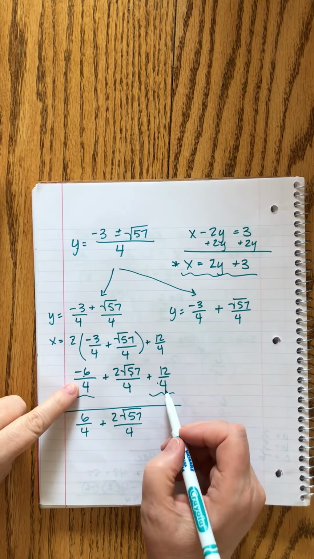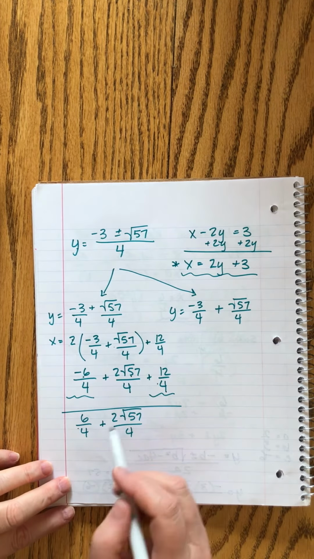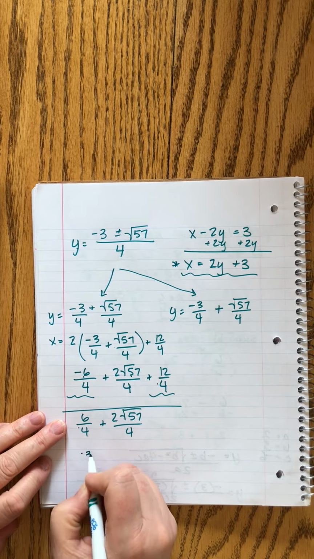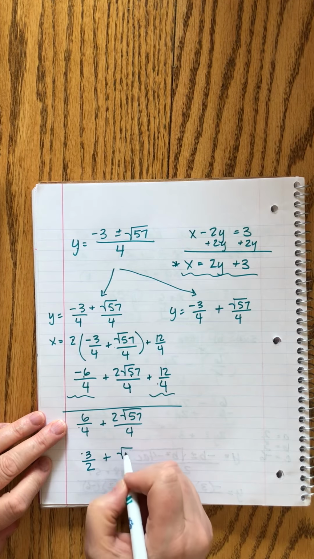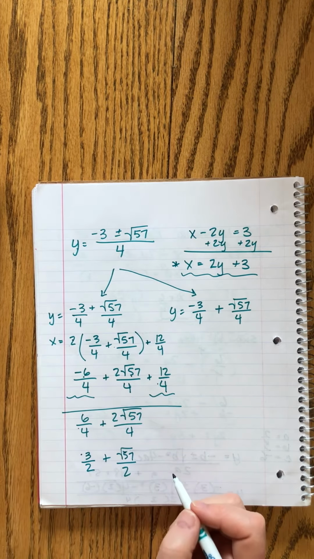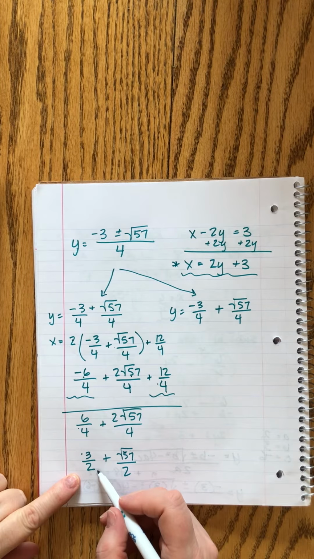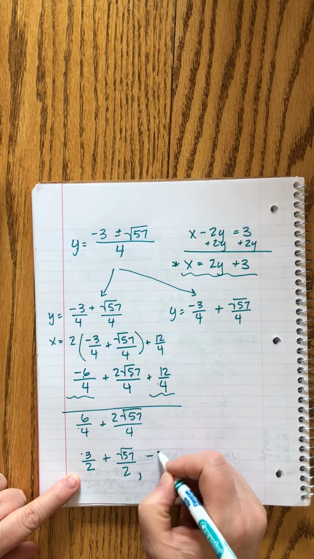Okay, I added these two to get a positive 6. And now I can simplify this to 3 over 2 and this to square root of 57 over 2. I can reduce that, right? So that's what I did on both of these. So this is now the x value that goes with this y value. So look, I'm going to write them.